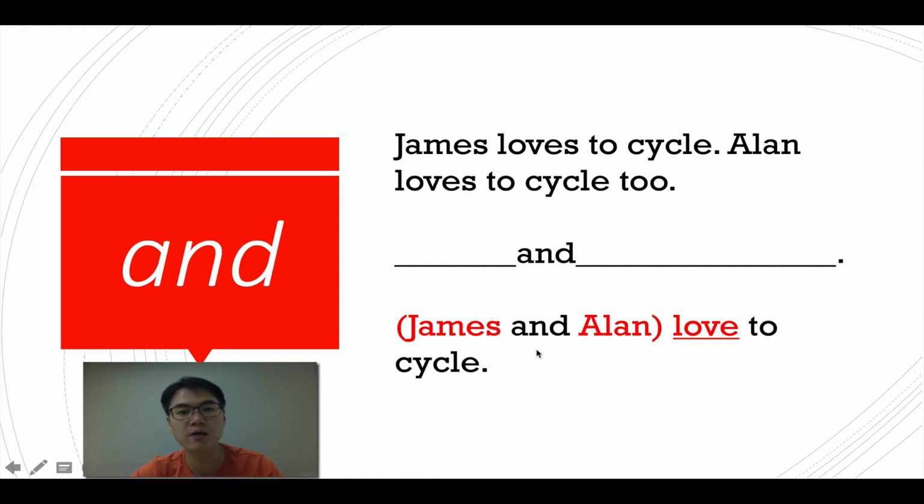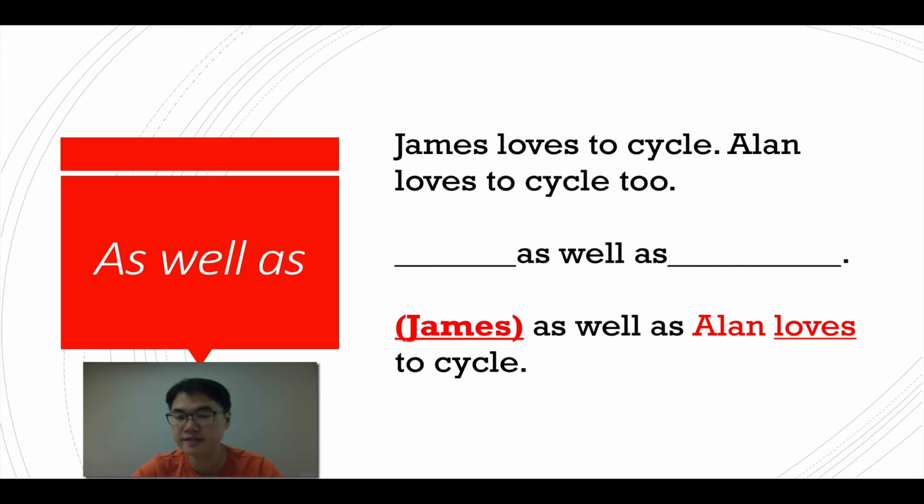So always remember, whenever I'm using the connector AND, I'm joining two or more subjects together. And that means my verb form may have to change. Always remember, many subjects, James and Alan, take on a verb form without an S. Is that clear? Good. Now let's move on to the next connector, which is different, and that's AS WELL AS.